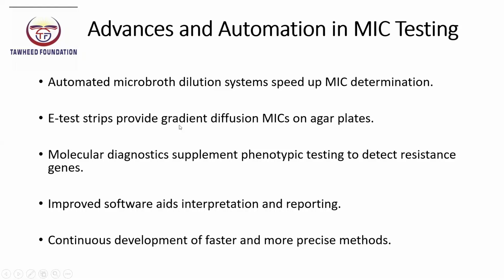Automation in MIC testing reduces time and increases consistency with instruments like Vitek, which is the most common one, and MicroScan, widely used. Gradient diffusion E-test simplifies MIC determination on agar plate, and molecular methods detect resistant genes rapidly, improving data management. Software supports interpretation and reporting, making MIC testing more accessible and reliable.